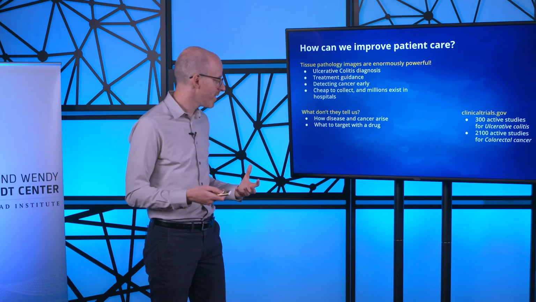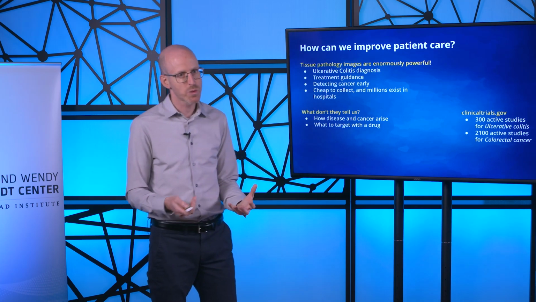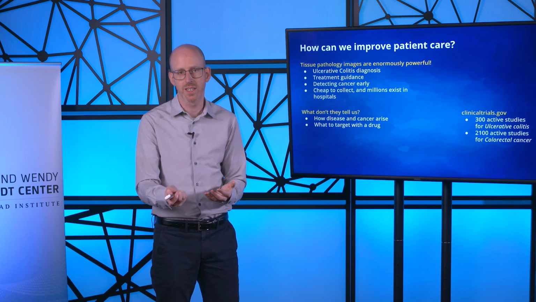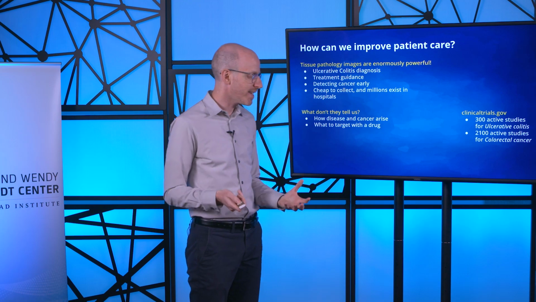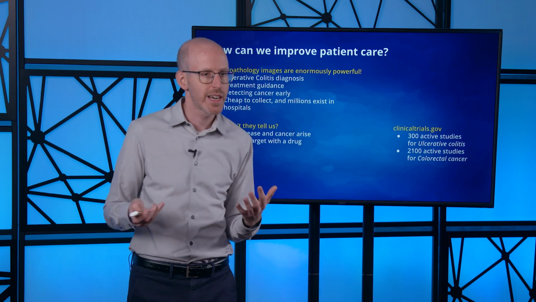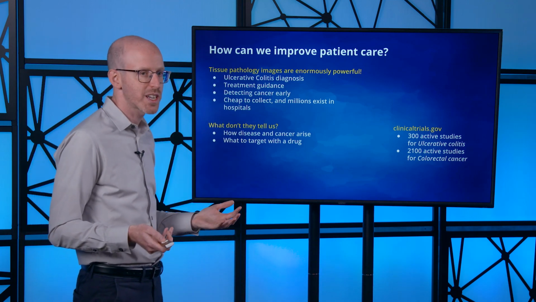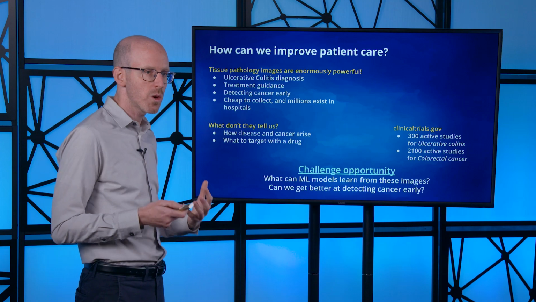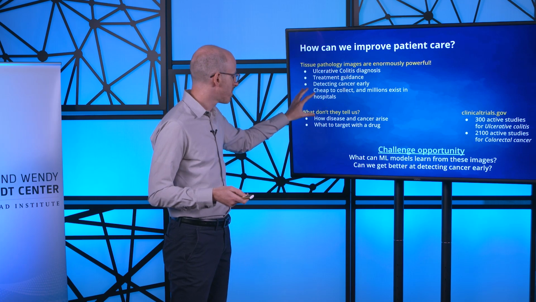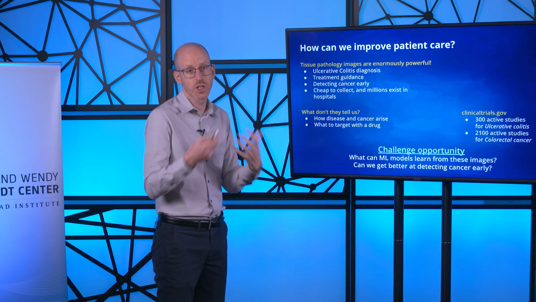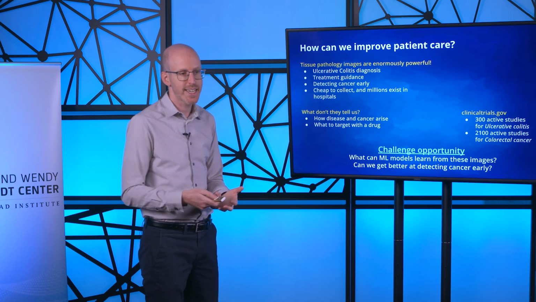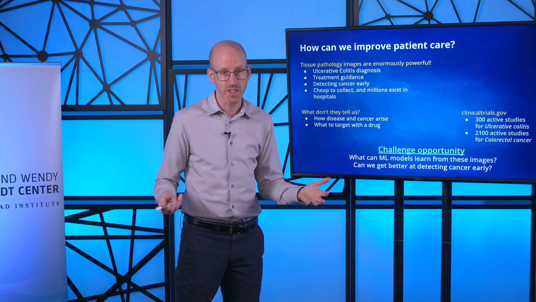There's a lot of interest in understanding disease mechanism because once we understand how a disease arises, we have pathways that we can start to target with drugs that we could develop. These are really active areas of clinical research. If you go to clinicaltrials.gov, you'll see that there are 300 active studies right now for ulcerative colitis and about 2,000 active studies for colorectal cancer. So there's a lot of opportunity in this challenge to work with these tissue pathology images, but ask what more can we learn from them than what a pathologist already learns. And also, using these images, could we get even better at detecting cancer earlier and impacting patients with ulcerative colitis?